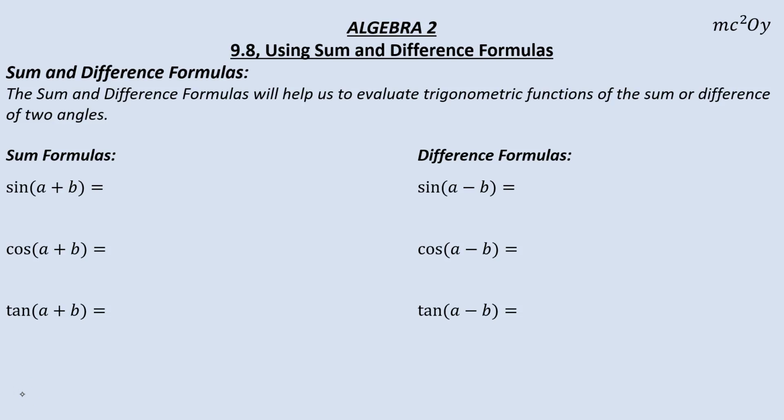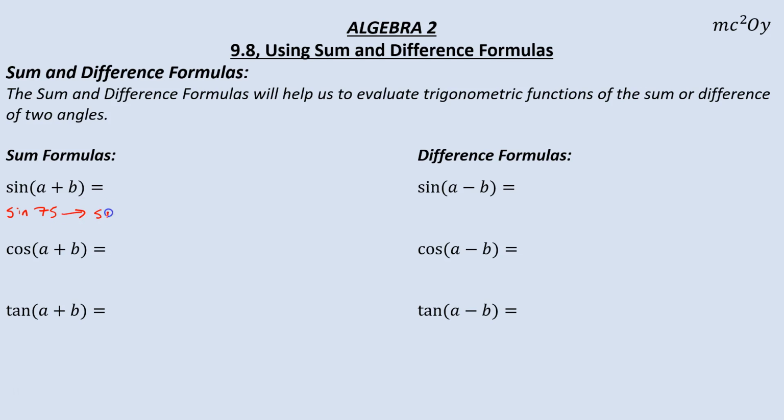Okay, we're going to deal with using sum and difference formulas here. The sum and difference formulas help us to evaluate trig functions and find exact values using the sum and difference of two angles. And we're using the special angles. So for instance, just a quick example, if I wanted to know the sine of 75 degrees, and I want to know the exact value.